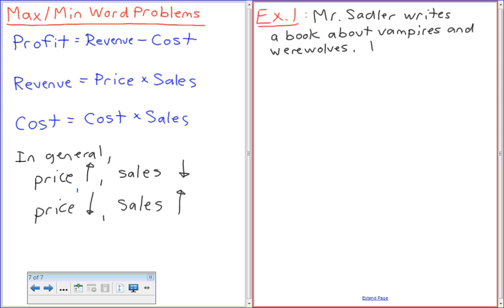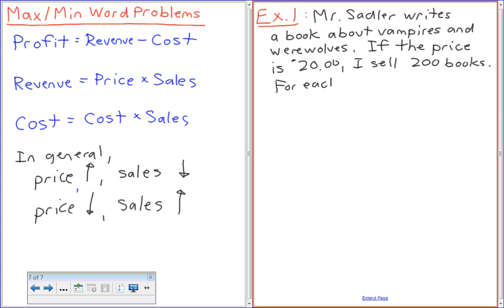Anyway, here we go. So we'll say if the price is $20, I sell, we'll say 200. We're going to say for each $1 raise, I sell 5 fewer books. At what price will maximize revenue?